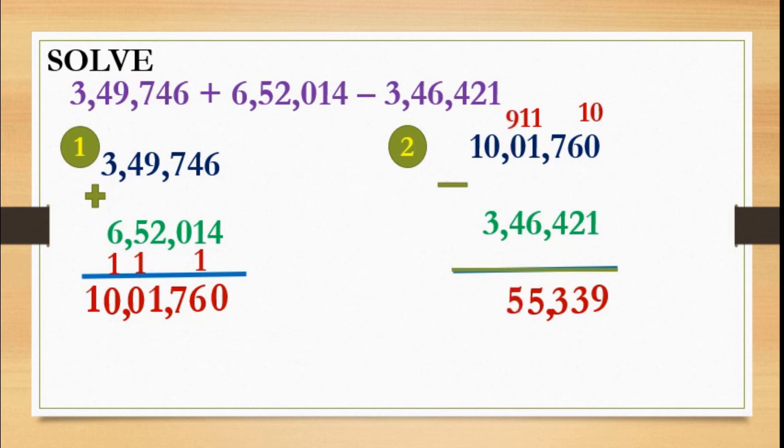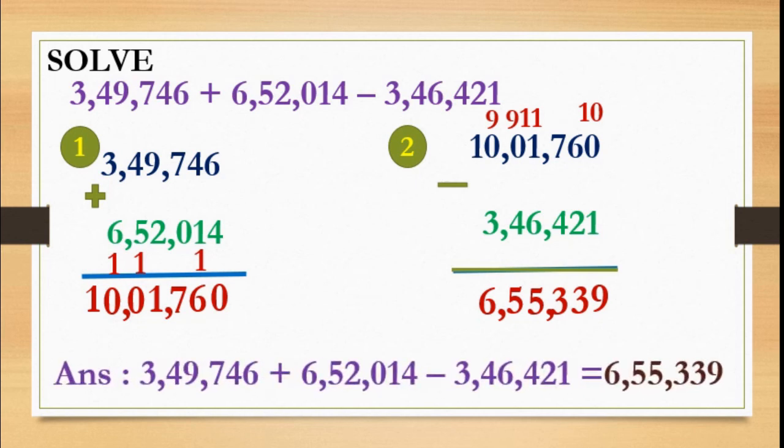9 minus 4 is 5. Again here 0 is there, means there is 9. 9 minus 3 is 6. Got this? This is the answer. Here 1 is not there in the above number because we borrowed. Correct? Now, so the answer for this solution is 6,55,339. Okay?